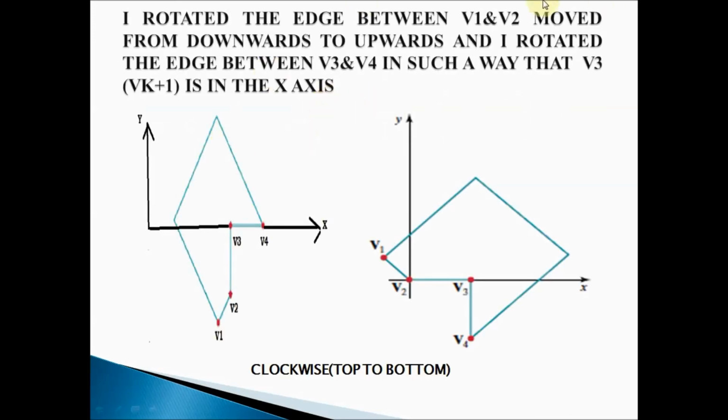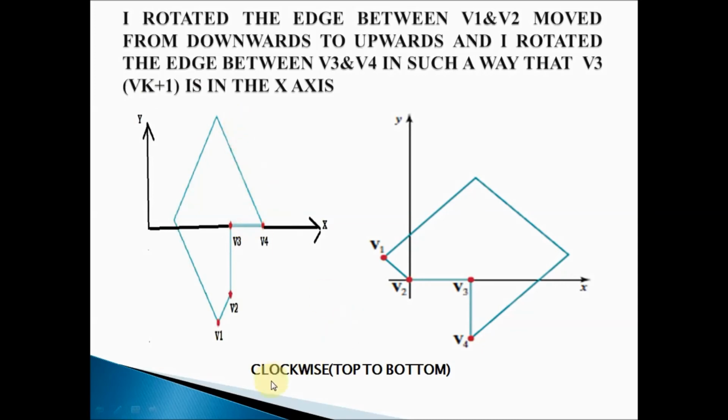So here what I did means I rotated the edge v1 v2 first. It is in the downwards, but I rotated towards upwards. Getting guys? That is why from bottom to top. Next, another edge is there, that is v3 v4. It is on the top side. I rotated towards downwards. Now you can ask a question, the condition you have to remember is that vk plus 1 should be on the x-axis.